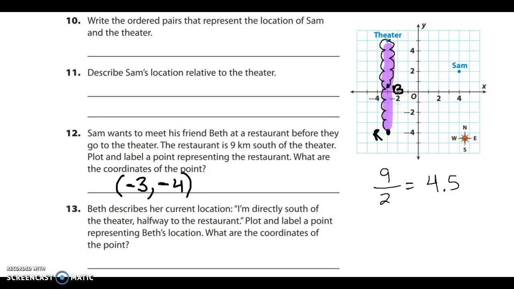And what is that point? Well, she is to the left 1, 2, 3 spaces, which makes sense because we knew she was 3 spaces to the left since she's directly south of the restaurant. And then is she up or down? She's up, so we're going to do a positive number here, but she's not up a whole number. She's up just half a number, so I'm going to put 0.5. So her coordinates are -3 and then positive 0.5. Okay, good job. We're done with the first half of the page. Let's move on to the bottom part of the page.